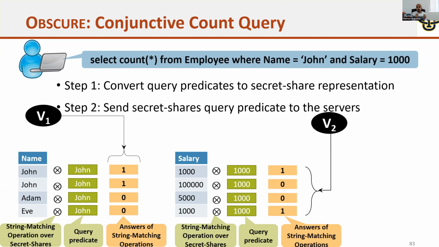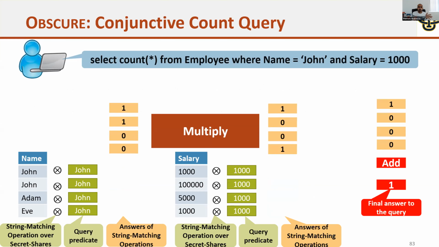But now I want to perform the conjunctive operation. To perform the conjunctive operation, I perform multiplication of vectors v1 and v2. After multiplication, I get only one vector. This is 1 0 0 0, and I add all the values. After addition, I get the final value.